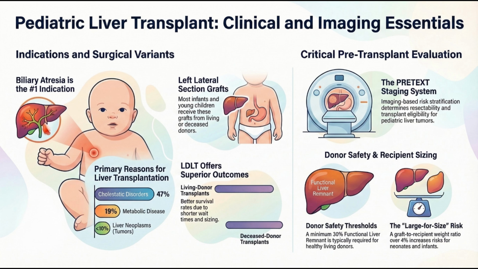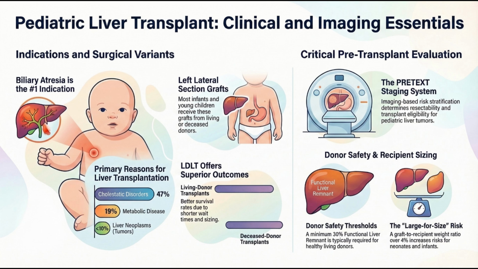To communicate the severity and location of these tumors, the medical community uses an imaging-based staging system called PRETEXT. That stands for pre-treatment extent of tumor. Correct. Basically, it is a way to categorize the tumor from group I to group IV, and it relies heavily on something called Cantlie's line. Can you explain what Cantlie's line is for our listeners?